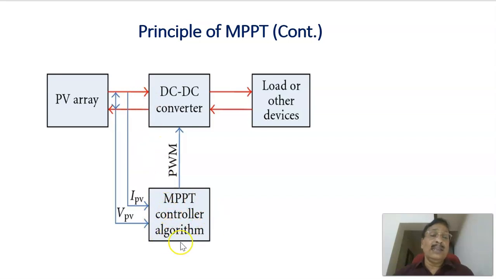In order for the MPPT control algorithm to work, you need the instantaneous values of the panel voltage and panel current. These are the two quantities required, and there will be an algorithm to decide what the duty ratio is. With that duty ratio you give the switching signal to the converter switch, so that it operates at the maximum power point, and the maximum power is transferred from the PV array into the load.